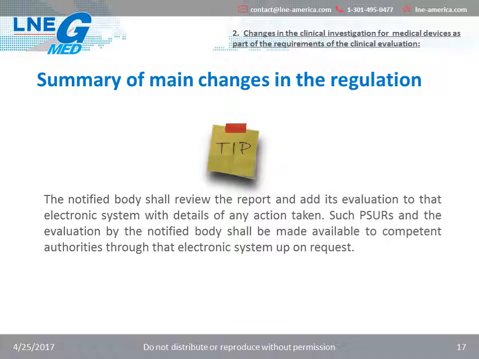There is a very important tip in this slide for manufacturers to know that notified body shall review the report and add its evaluation to that electronic system with details of any action taken. Such PSUR and the evaluation by the notified body shall be made available to competent authorities through that electronic system upon request.